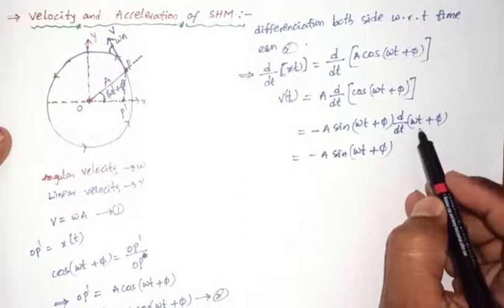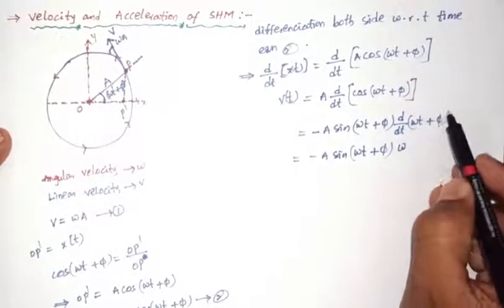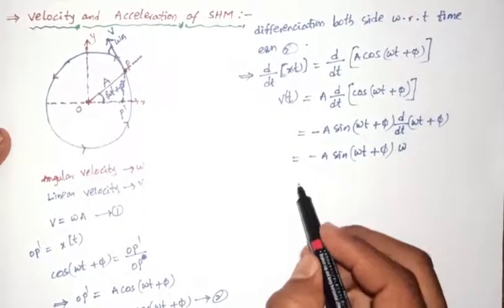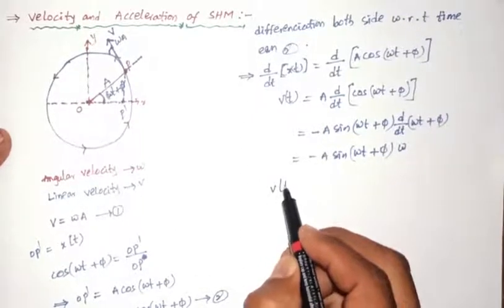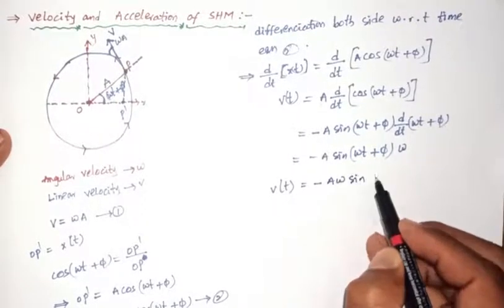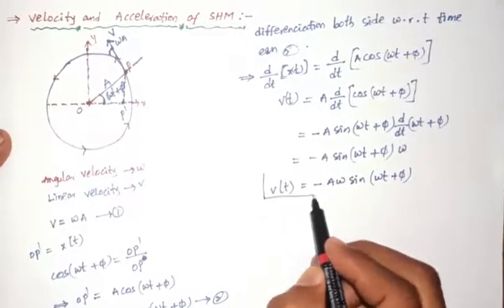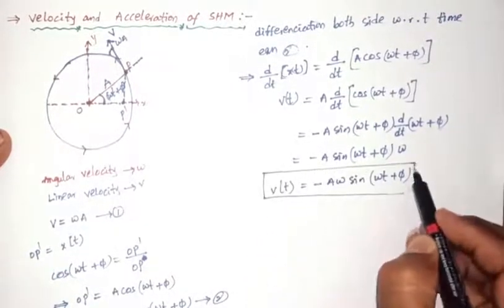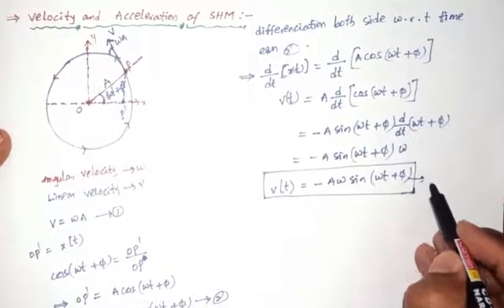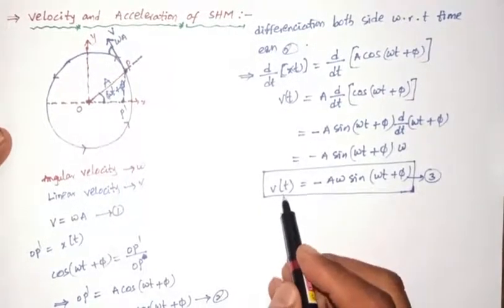Differentiation of omega t equals omega. Differentiation of pi equals 0, so it is negligible. So v of t equals minus A omega sin omega t plus pi. This is the velocity equation of a particle in uniform circular motion or simple harmonic motion. This is equation number 3, which denotes the velocity of the particle.